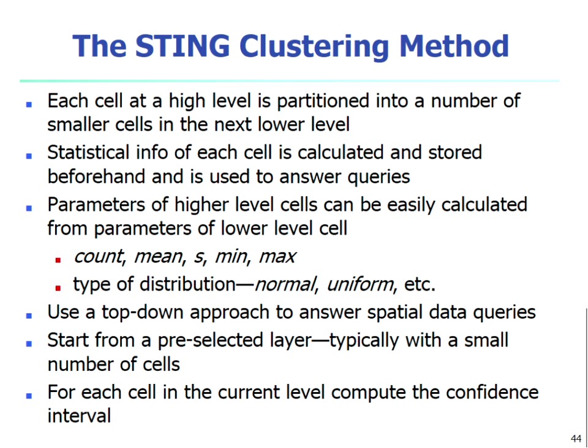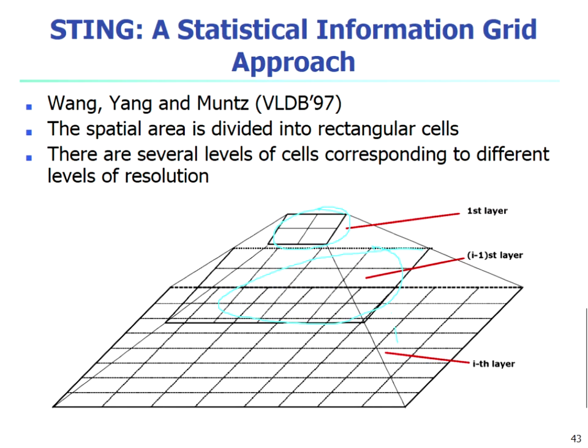In the STING clustering method, each cell at a high level is partitioned into a number of smaller cells in the next lower level. Statistical information of each cell is calculated and stored beforehand and is used to answer queries. Parameters of higher level cells can be easily calculated from parameters of lower level cells. Here, for example, if we have parameters of this layer, we can calculate the parameters of this layer.